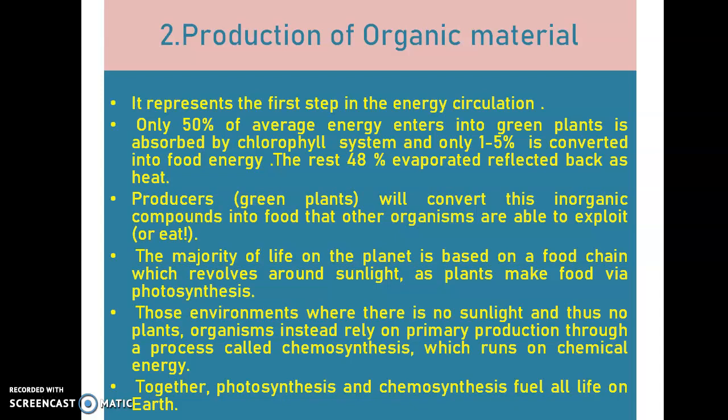In environments where there is no sunlight and thus no plants, organisms produce organic matter in a different way, called chemosynthesis. So, in the absence of photosynthesis, those organisms are able to produce organic matter by means of a process called chemosynthesis. We can generally say that both photosynthesis and chemosynthesis fuel all life on Earth.